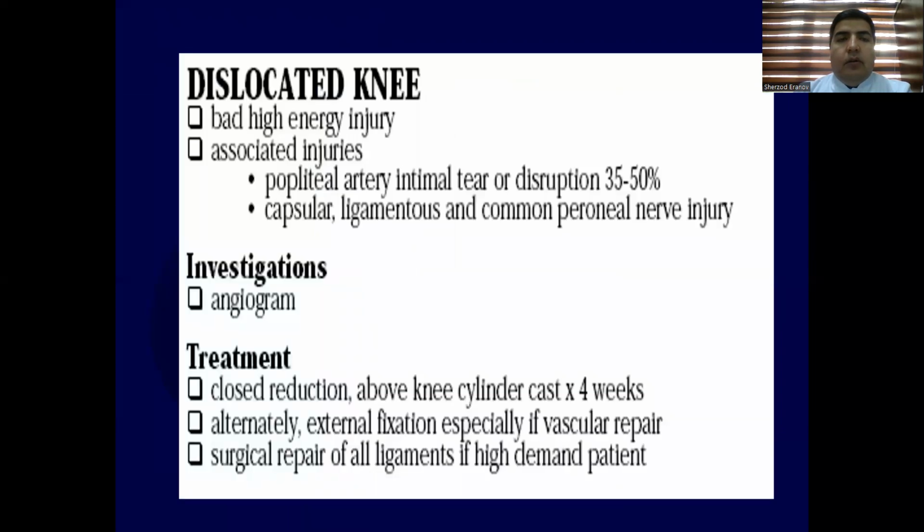Dislocated knee, bad high energy injury, associated injuries. Investigations: angiogram. Treatment: closed reduction, above knee cylinder cast 4 weeks. Alternative, external fixation, especially if vascular repair. Surgical repair of all ligaments in a high demand patient.